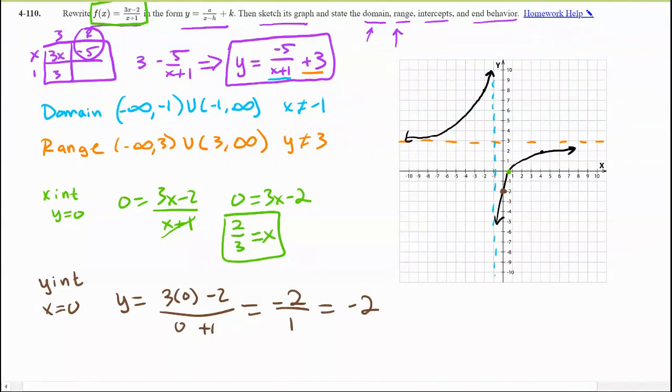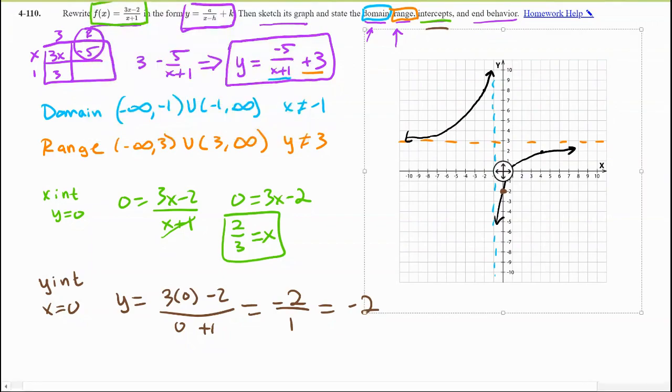So let's just make sure I have everything. It looks like I still got end behavior to deal with, but in purple here, I have transformation form. I have domain here in blue. I have the range here in orange. I have my intercepts in green and brown. I also plotted them on the graph there. And then my end behavior here will be in red.